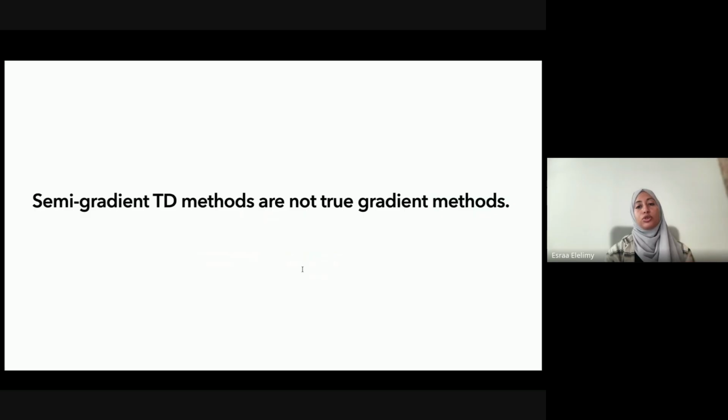Okay, so semi-gradient TD methods are not true gradient methods because they are not taking the gradient of any objective function. And you might be wondering, okay, so what? They work super well. Almost all of the RL algorithms that we know are based on semi-gradient TD methods.